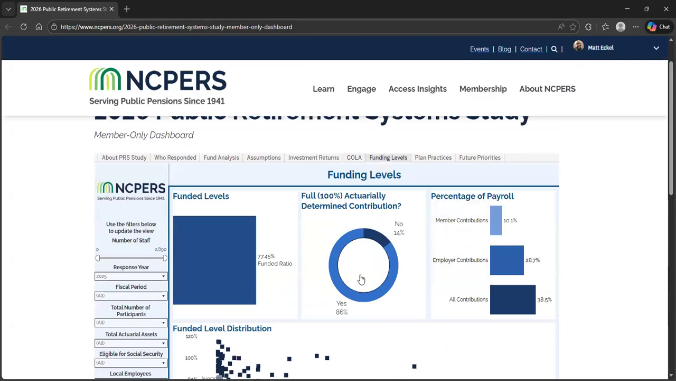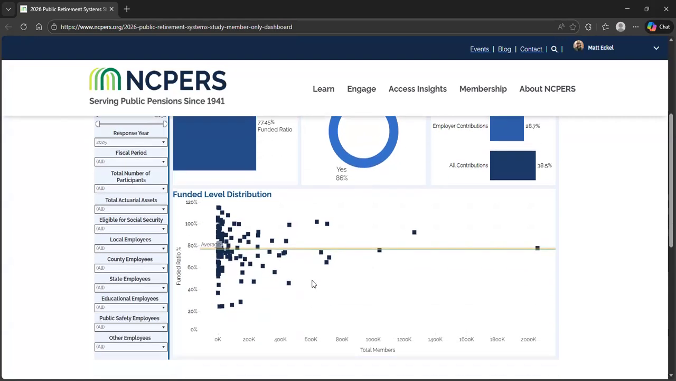The Funding Levels tab focuses on how different plans are funded. It shows the plan's average funded ratio, the proportion of plans that received their actuarially determined contribution, the percentages of payroll dedicated to pension funding, and how funded levels are distributed across plan sizes.